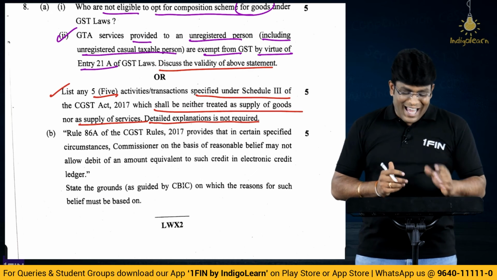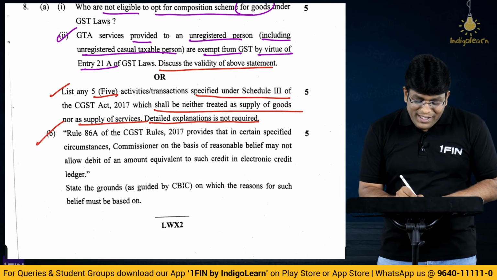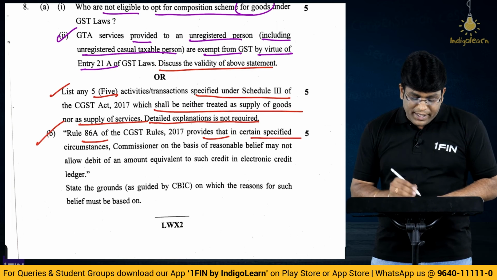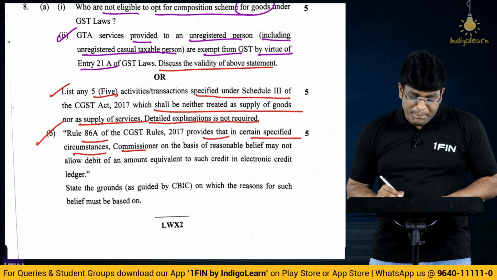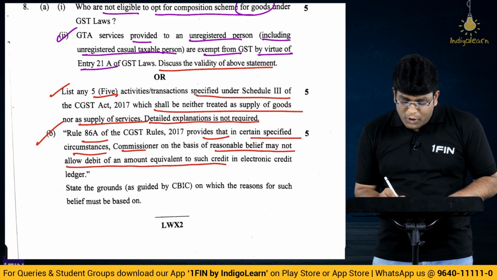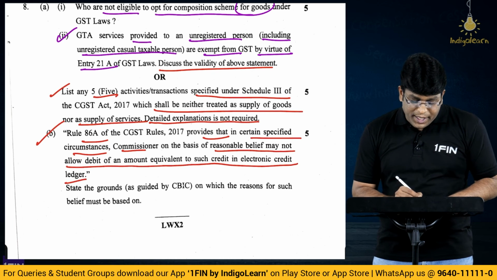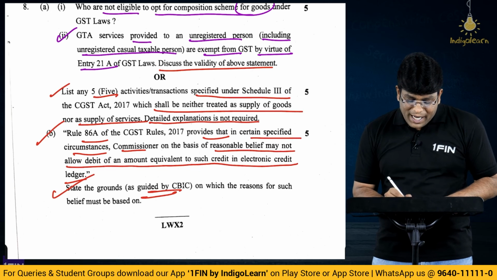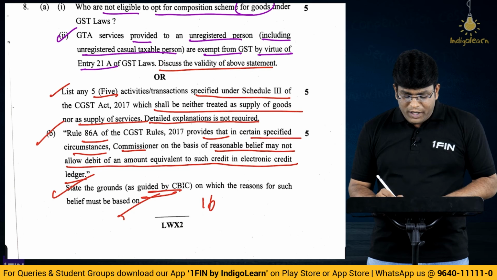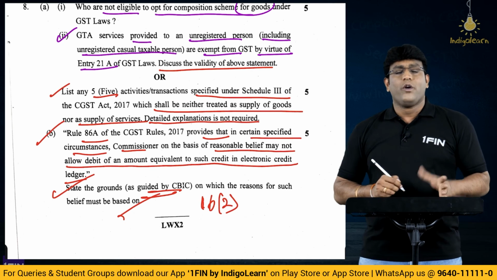And the last question they asked is Rule 86A, a direct question. It provides that in certain specified cases, commissioner on the basis of reasonable belief may not allow debit of an amount equal to such credit in credit ledger. What are the grounds given by CBIC where belief is based on? And moreover, if you write points related to 16(2), you will get your marks.